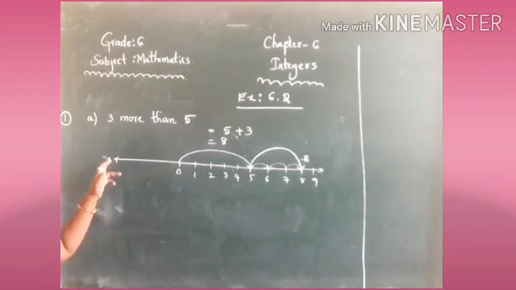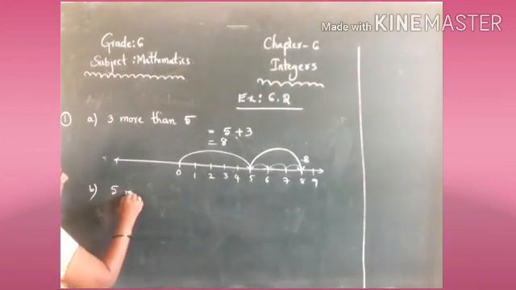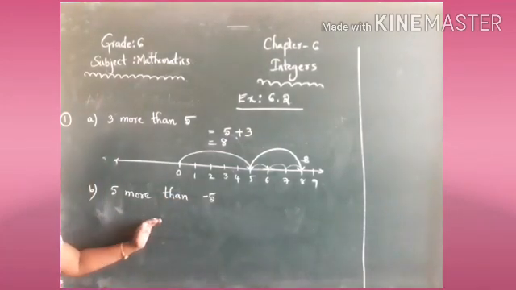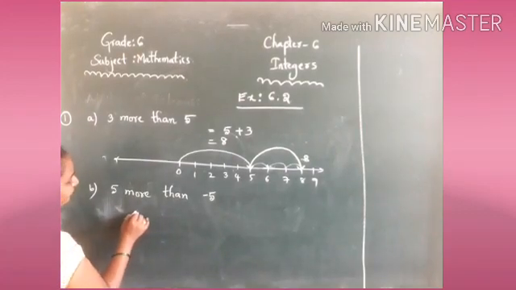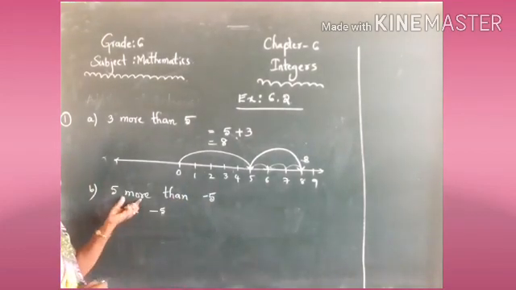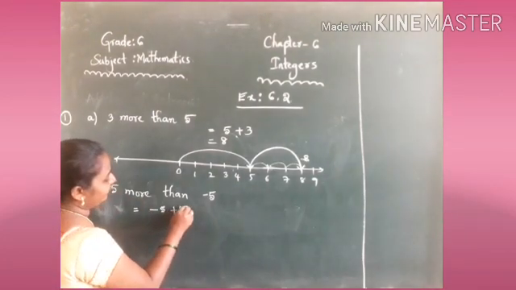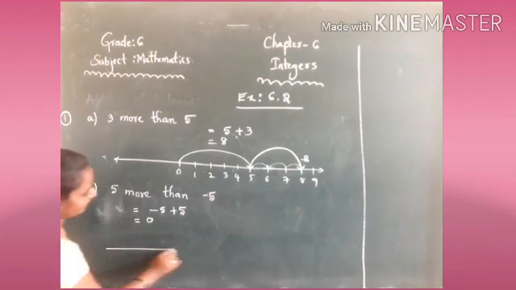Is it clear? Right. Same way you can take the second one, that is 5 more than minus 5. Okay, so same way here we have to write minus 5. Here 5 more. More means plus. So plus 5. So it gives 0.